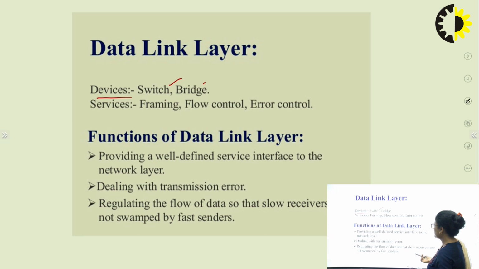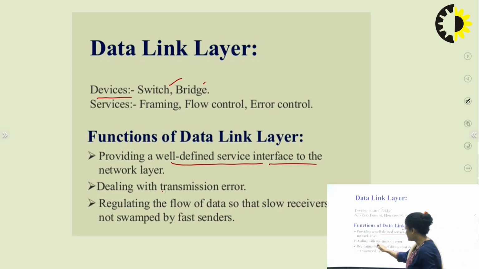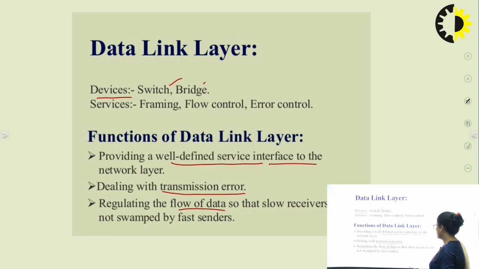The function of the data link layer is to provide a well-defined service interface to the network layer, as we have already seen in the previous slide. It deals with transmission errors and the regulation of the flow of data from one layer to the other.